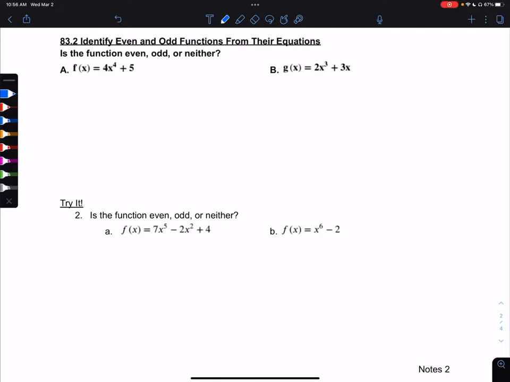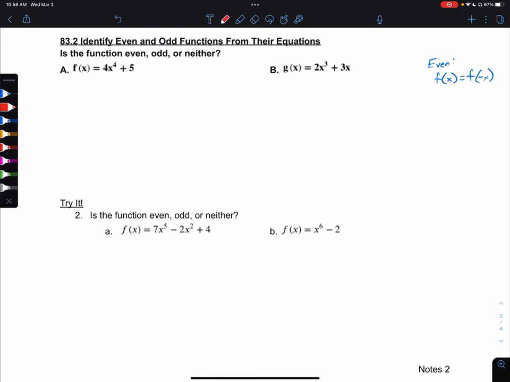In this video, we're going to look at topic 83, example 2, identify even and odd functions from their equations. The question is, is the function even, odd, or neither? So what we need to test for is, we need to remember that for it to be even, f of x is equal to f of negative x. So if I were to change x to a negative x, I should get the same function.